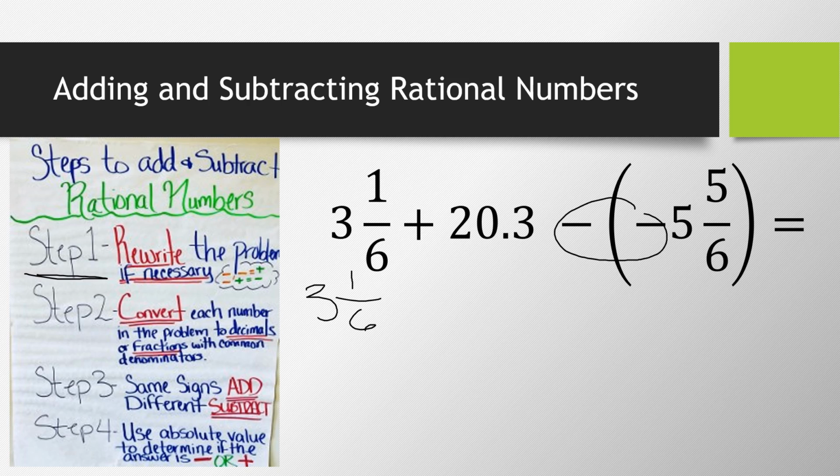3 and 1/6 plus, I'm going to turn this into a fraction, so I'm going to work with fractions. So the way to say it is 20 and 3/10. So you just write it like how you say it, 20 and 3/10. That's why it's important to know how to say it. I see 2 negative signs, so let's turn them to a positive sign. Plus 5 and 5/6. Again, you can't add unless they all have the same denominator.